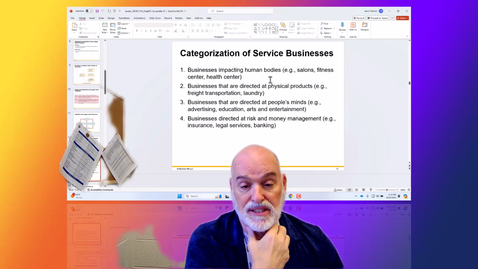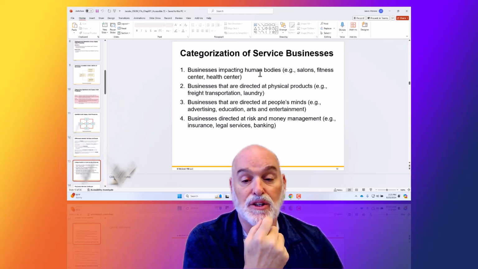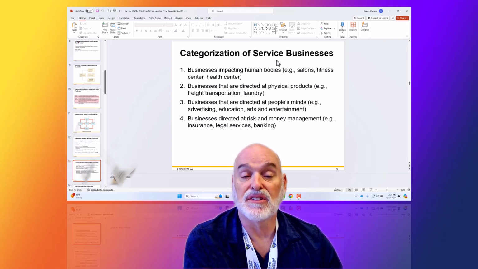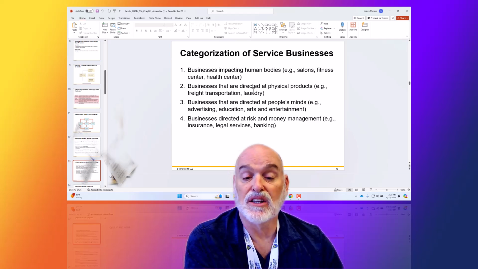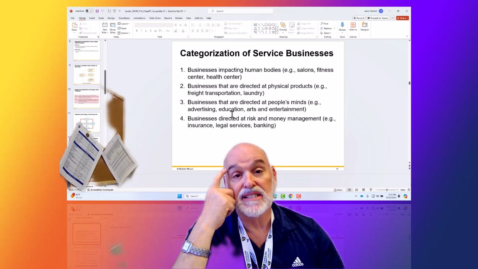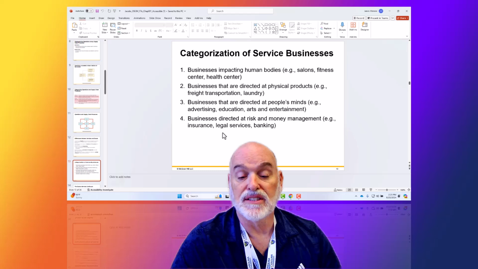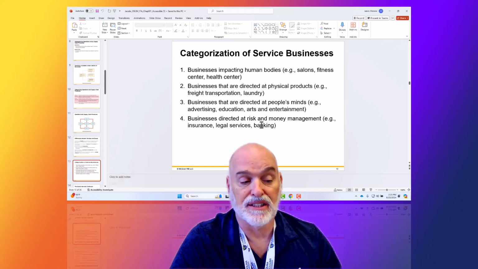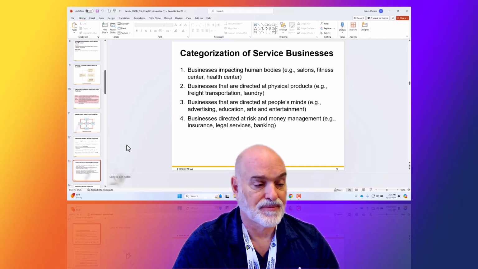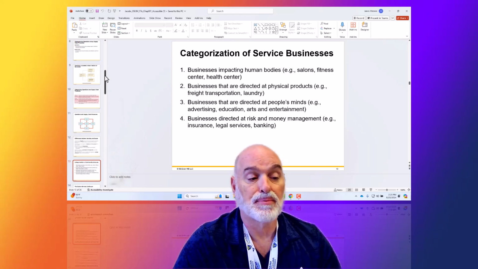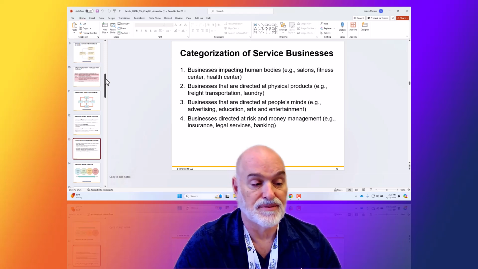Categorization of service businesses, okay? So businesses impacting human bodies. So for instance, a service business would be a salon or a fitness center or a health center. Also businesses that are directed at physical products, freight transportation, laundry, etc. Businesses that are directed at people's minds, advertising, education, arts and entertainment. Businesses directed at risk and money management, insurance, legal services, banking, also accounting. Those are service businesses. And they don't have a specific product, they have a specific service.